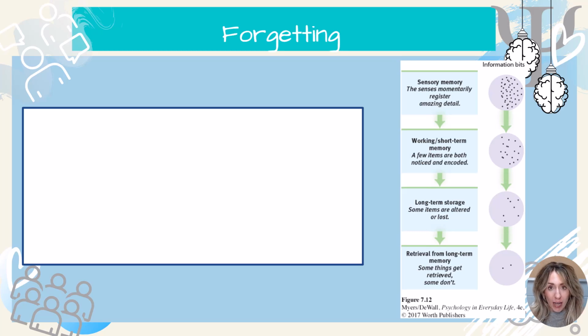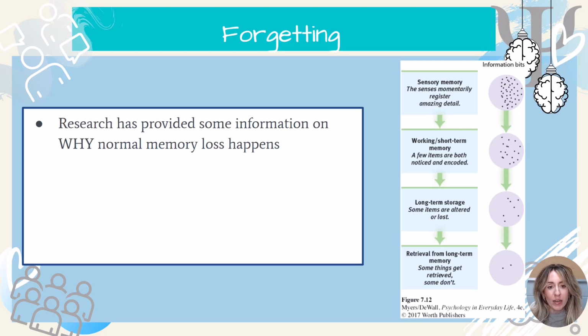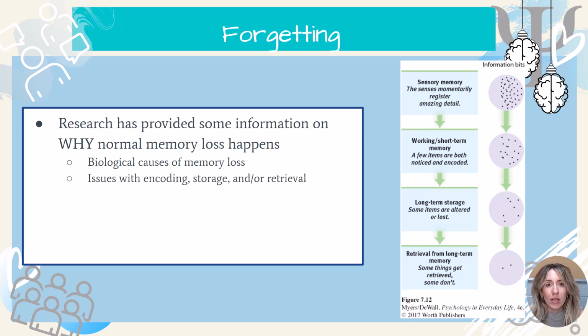So we're going to start with forgetting, and when we talk about forgetting, research has provided some information on why we forget information. So of course we have biological causes of memory loss, right? And we also have issues that happen at either the encoding, the storage, or the retrieval stage. So if you look at this graphic over on the right hand side, you'll see that the sensory memory, we take in a lot of information. The working memory, less information, right, gets noticed and encoded, then even less make it to long-term storage, and then even fewer things sometimes can be retrieved out of long-term memory, right? So we start off with a lot of information, and there's not so much at the end.